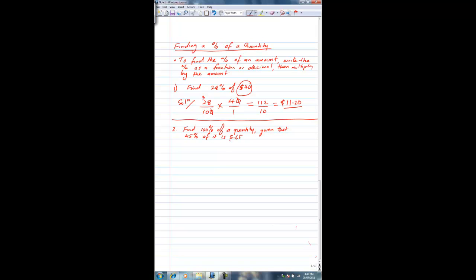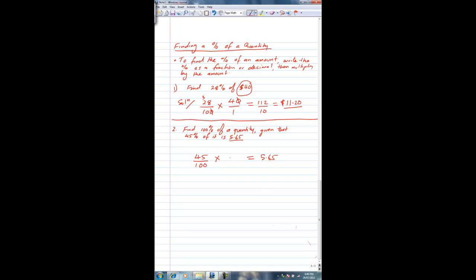But in this question we know the answer. The answer is 5.65. It says 100% of a quantity, given that 45% of it is 5.65. So putting this question in that particular format, this format which is on top here, it would be like this: 45%, and remember it was 28%, so we put it out of 100, of a particular 100% which we don't know, is equal to 5.65. So find the 100% of a particular quantity given that 45% of it is 5.65.